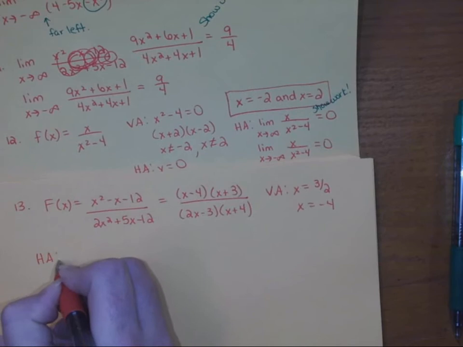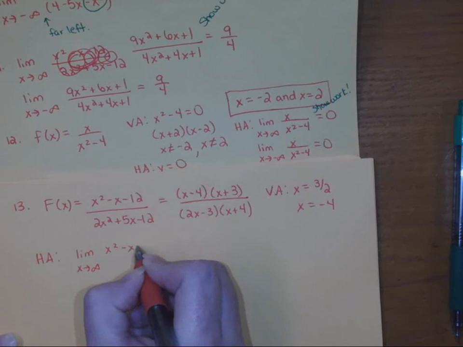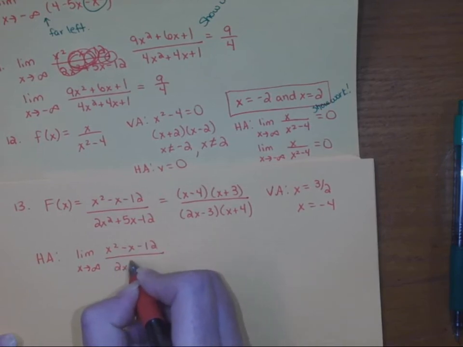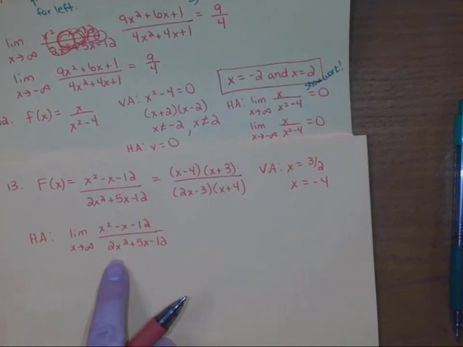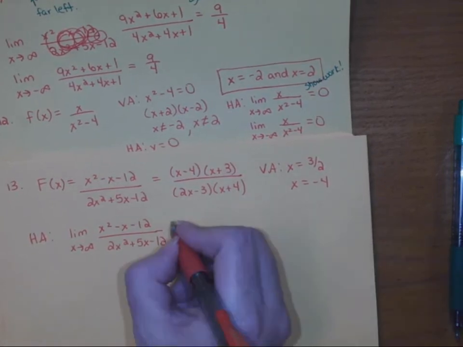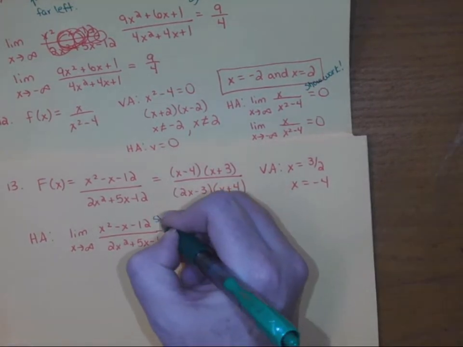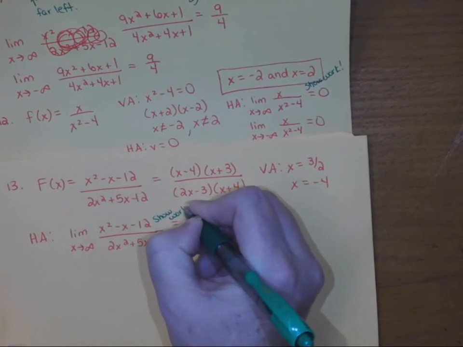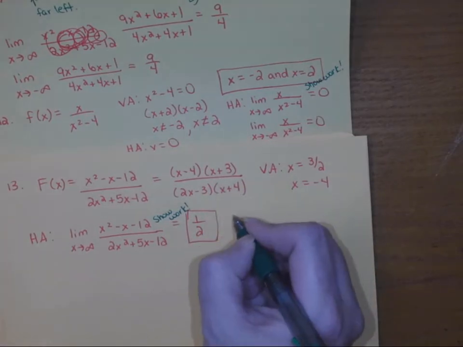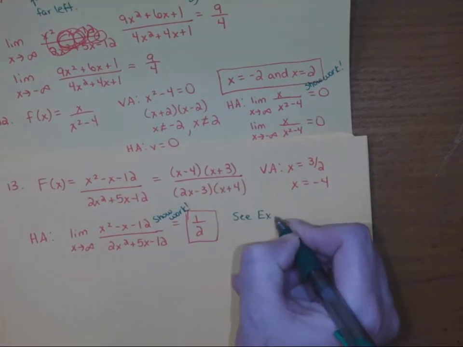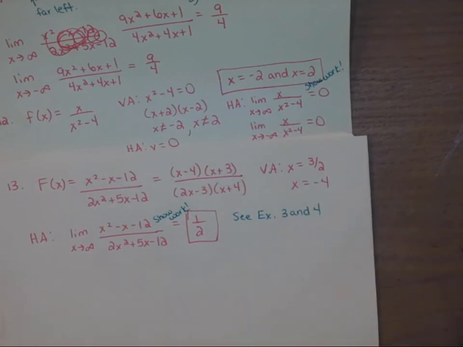For the horizontal asymptote, remember this is where you find the limit as x approaches infinity. What's the highest power in the denominator? It's x squared. If you put everything over x squared and you do all your process, you're going to get 1/2. Again, I'm going to say show work here. Just for time reasons, I'm not going to show every little step because we've already shown that in example 3 and 4. So I'm just going to say see number 3 and 4 on the review. We've already practiced that today.